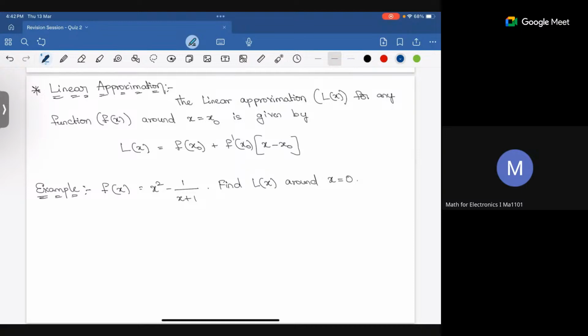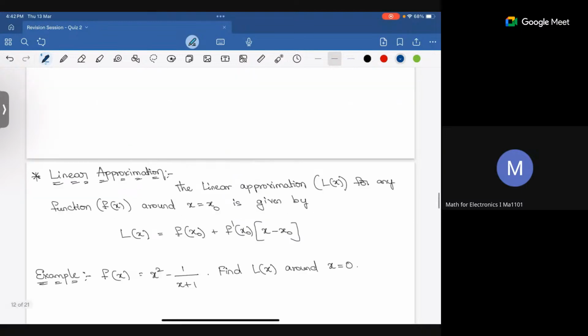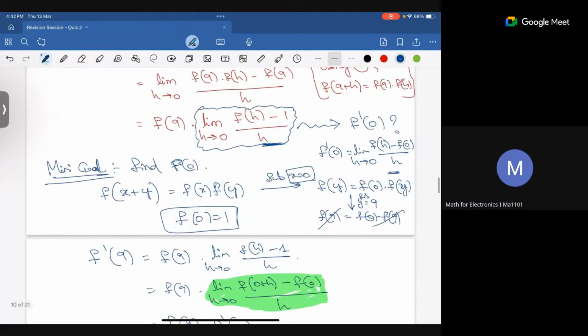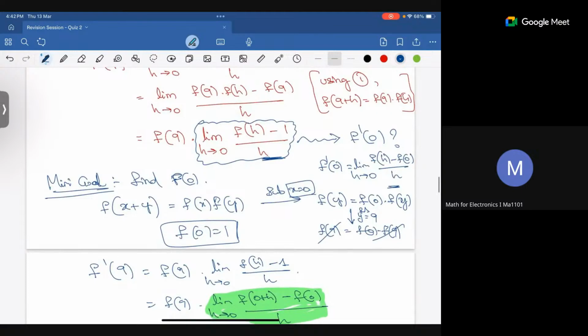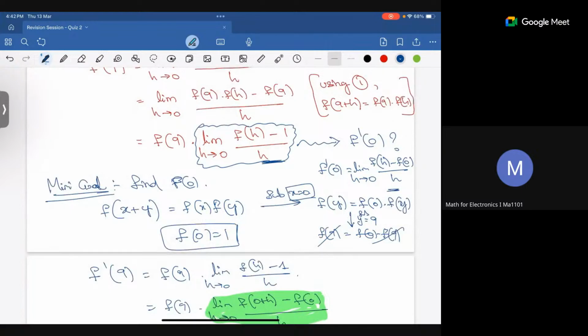Okay, please repeat the f of 0 part. So f of 0. How many of you didn't understand this f of 0 part? Can you just raise your hands? Okay, so everybody understood, is it? Okay, 1, 2. Okay, fine.